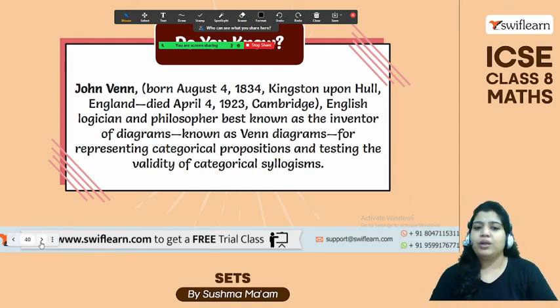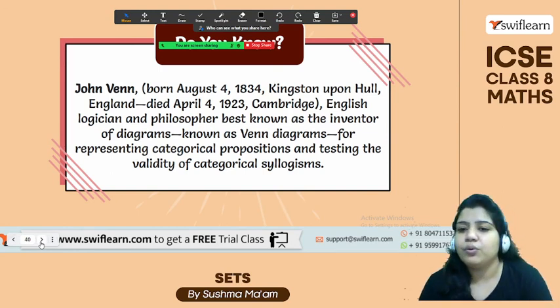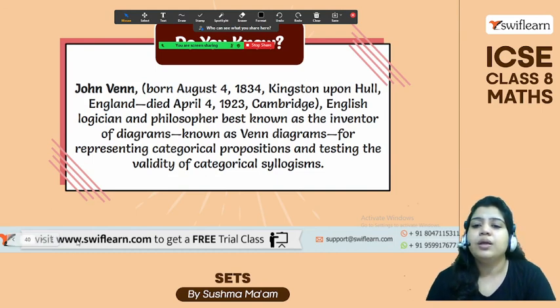So do you know who is the person who discovered this Venn diagram? John Venn, who was born on August 4, 1834. Kingston में इनका birth हुआ था. Okay, and then upon Hull, England, he died on April 4, 1923, Cambridge.